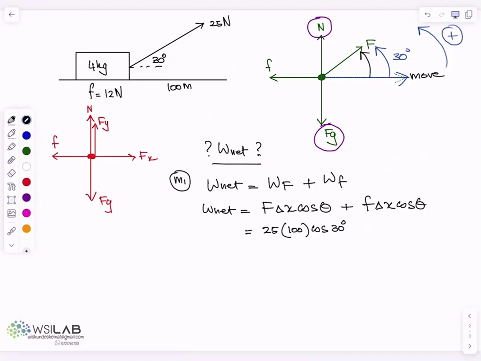Okay, awesome. Plus the frictional force over 100 meters. Now, the frictional force is at 180 degrees to the direction of movement. So that is cos 180, which just makes it -1. So in my calculator, I'm just going to type in 25 times 100 times cos 30, and then just minus 12 times 100, because cos 180 is just -1. Bang. And then I get 965,06 joules. Please write that down.